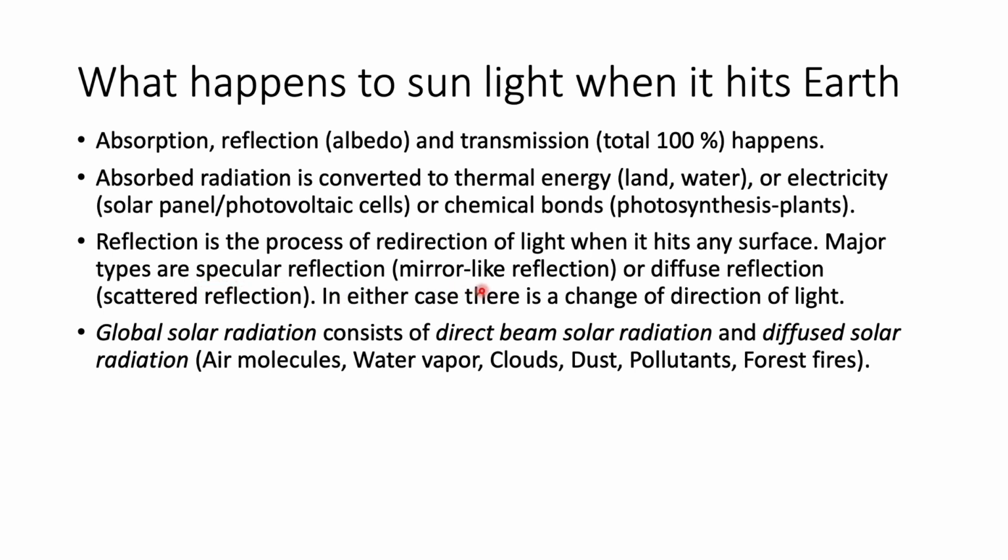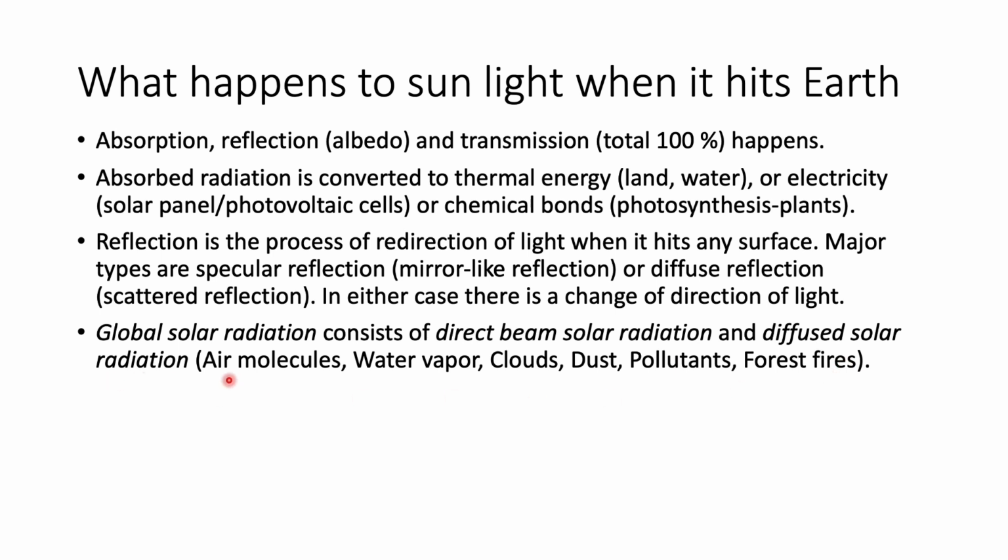This is basically a mirror-like reflection, or diffuse reflection, which is like a scattered reflection. So these are the two major types of reflections that can happen. In either case, there is a change of direction of the light. And the last one is global solar radiation, which consists of direct beam solar radiation and diffused solar radiation.